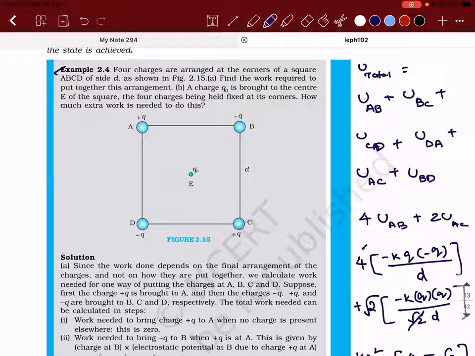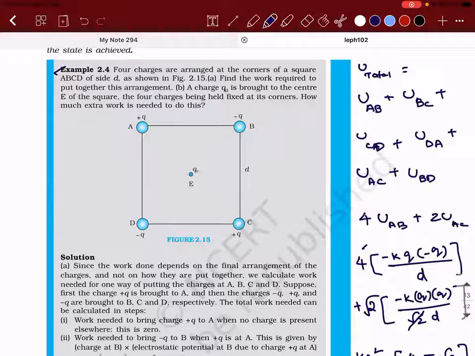So write down steps to be followed to calculate extra work done on moving a charge. Underline that word, extra work done, to move a charge, say Q naught. Put that Q naught in inverted commas. Are you able to understand what I'm trying to say?